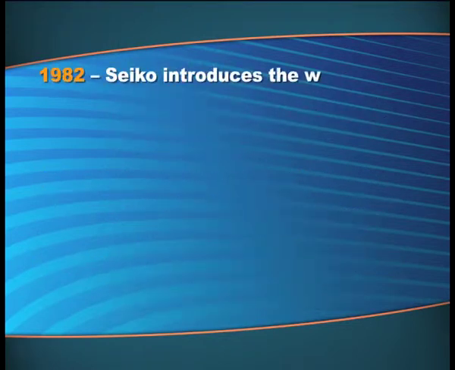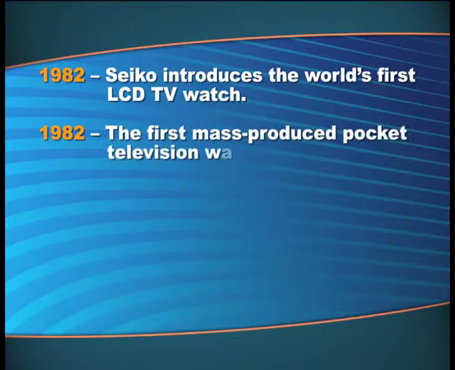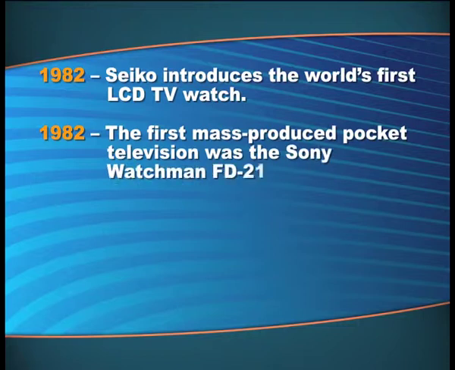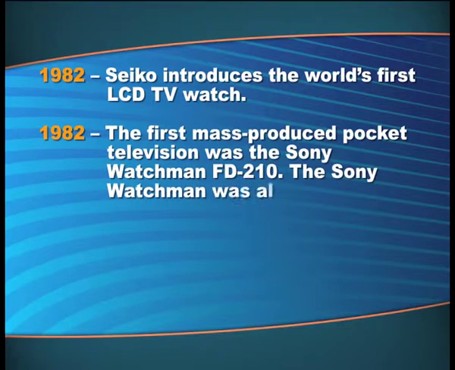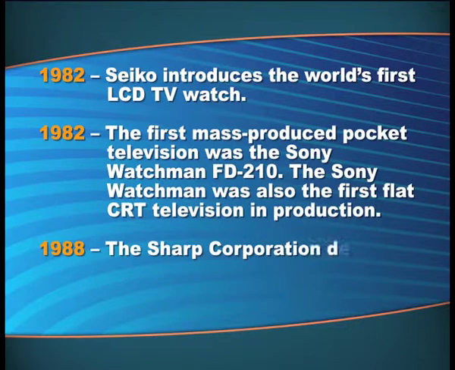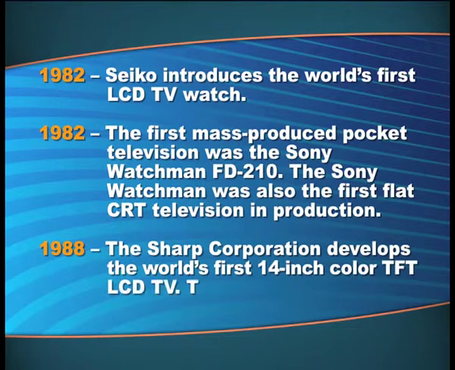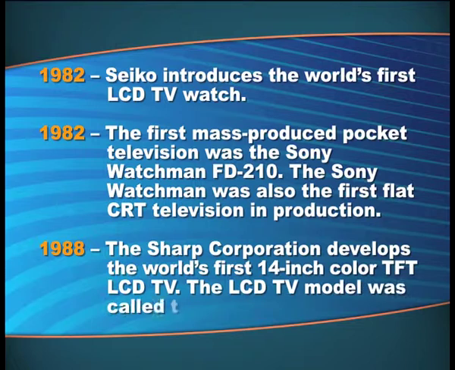1982, Seiko introduces the world's first LCD TV watch. 1982, the first mass-produced pocket television was the Sony Watchman FD210. The Sony Watchman was also the first flat CRT television in production. 1988, the Sharp Corporation develops the world's first 14-inch color TFT LCD TV. The LCD TV model was called the Crystallatron.